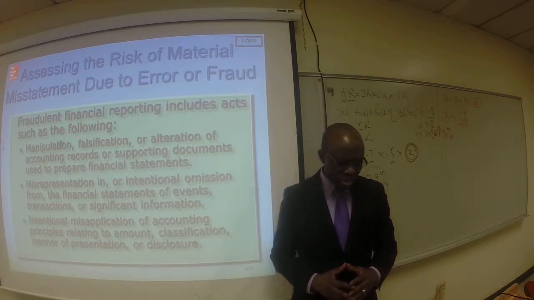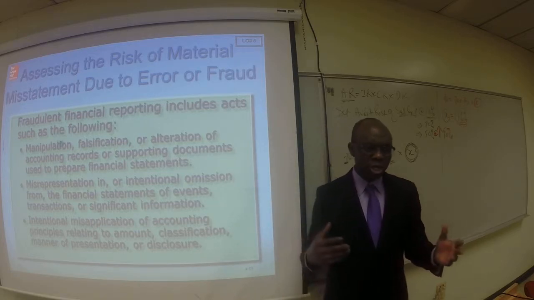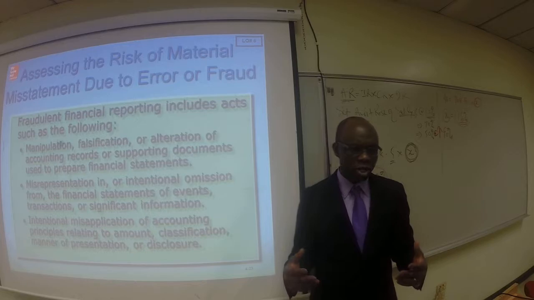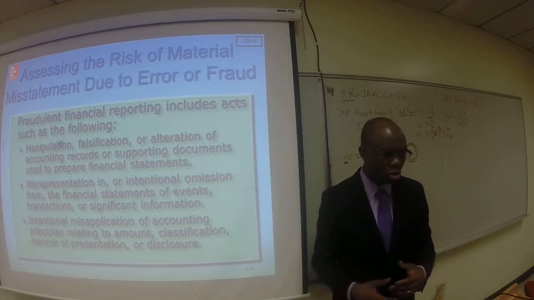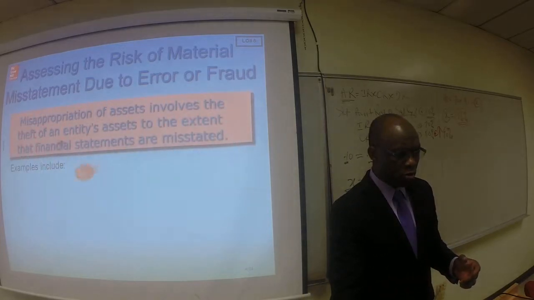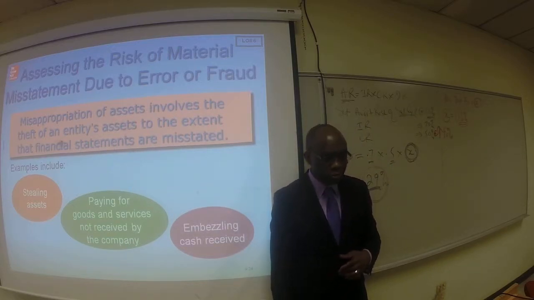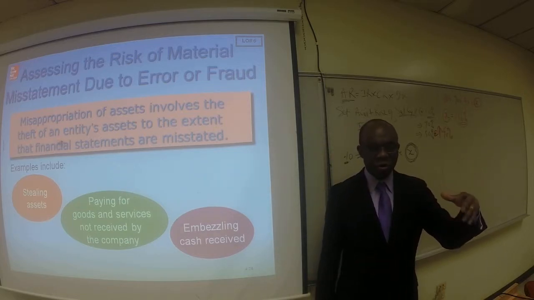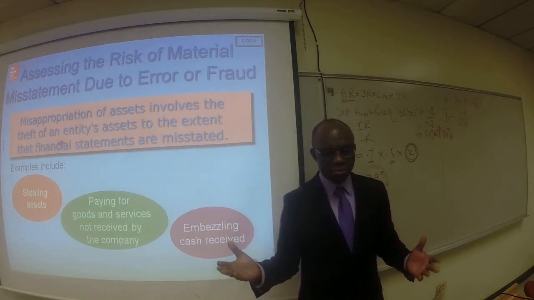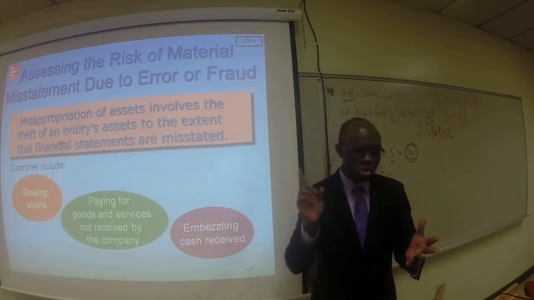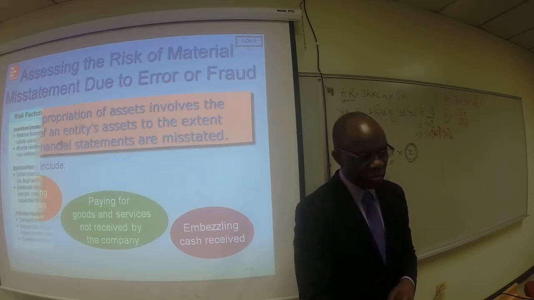Moving along, assessing the risk of material misstatement due to error or fraud. So we said before, fraudulent financial reporting includes acts such as the following: manipulation of numbers, misrepresentation, intentional omission, and so on and so forth. So you can go through all of these yourself. Now, we talked about misappropriation of assets involves theft of the company assets to the extent that the financial statements are misstated. Examples include stealing, paying for goods and services not received by the company, embezzling cash received. We talked about all of that.